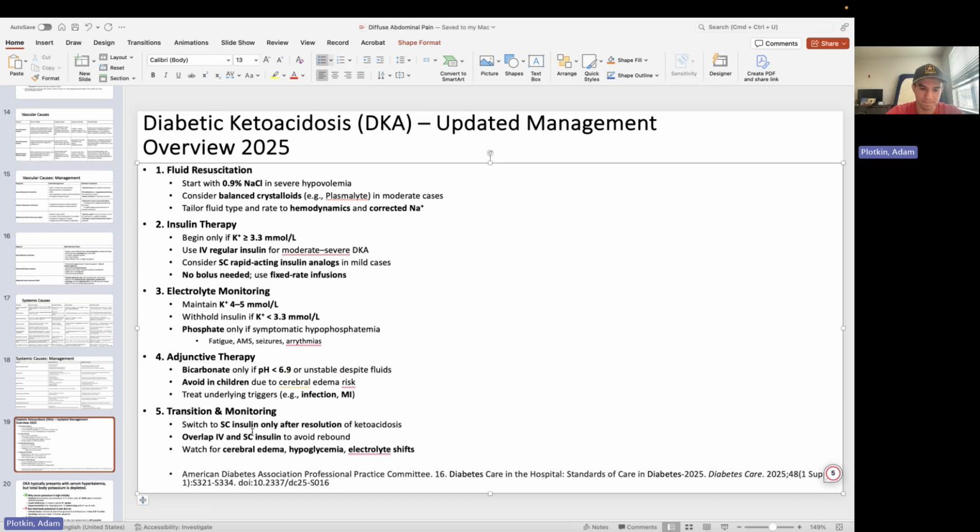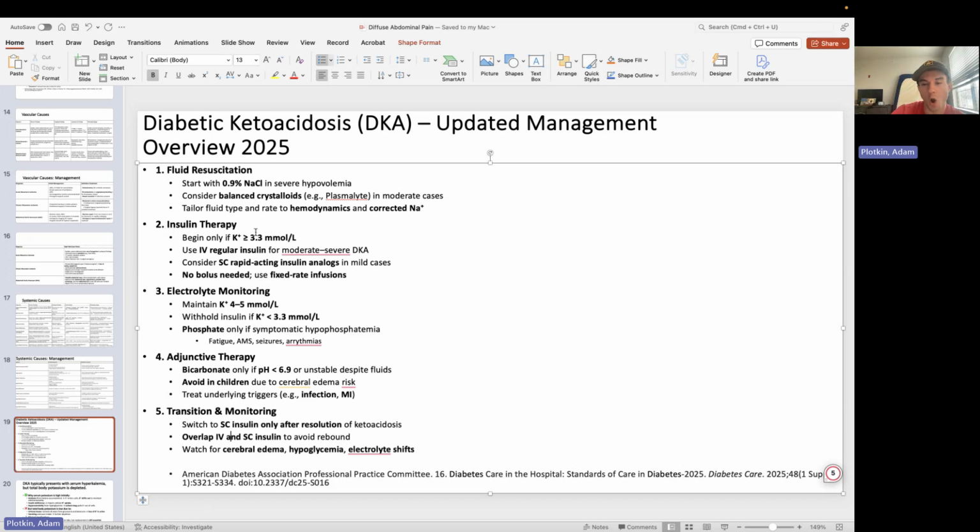We can then transition to subcutaneous insulin after resolution of the ketoacidosis. We can overlap IV and subcutaneous insulin to avoid rebound, and then watch for cerebral edema, hypoglycemia, electrolyte shifts. We usually add on glucose once the blood glucose of this patient is now between 200 and 250.